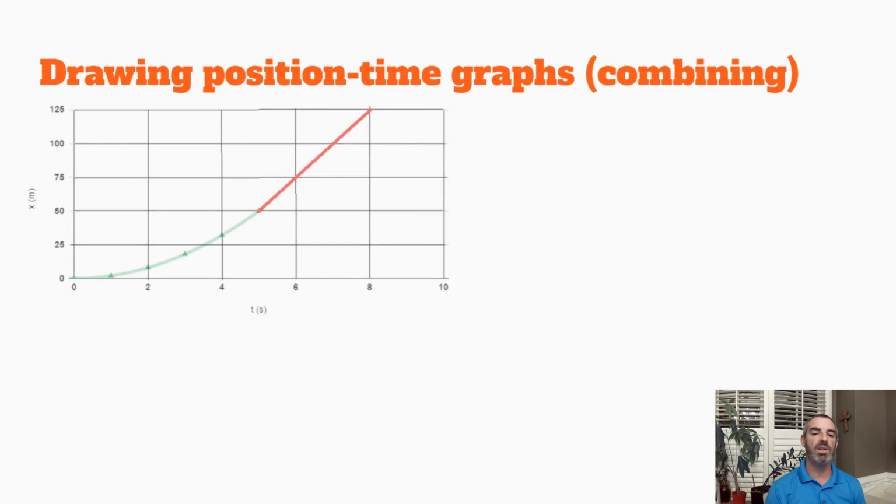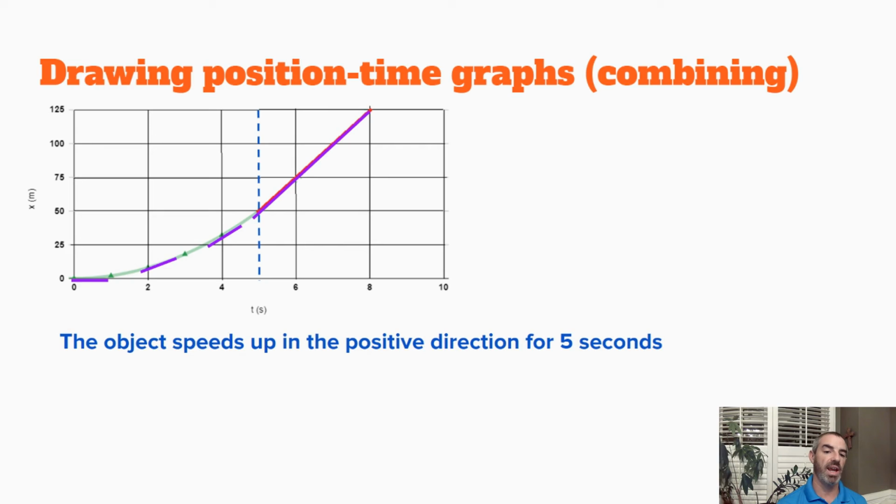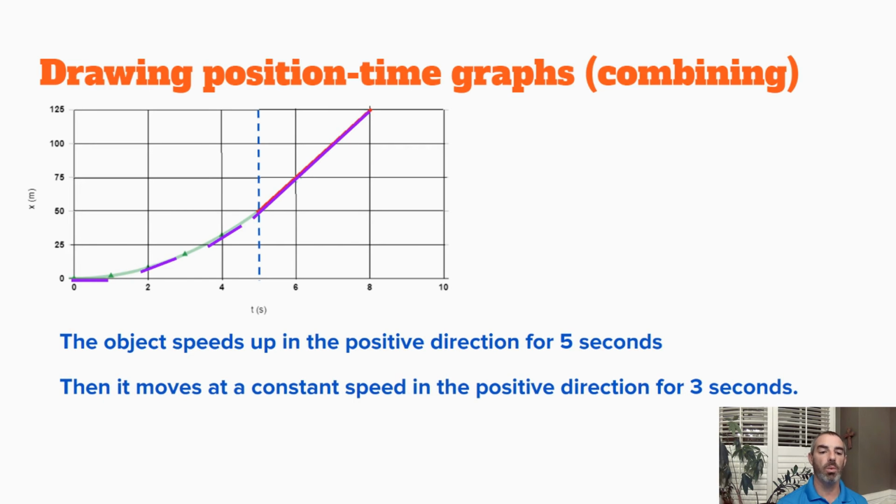So now if we take any combination of those 7, we can combine them into one graph. You can see here at 5 seconds, the motion changes. We can look at tangent lines all the way through up to the dashed line, and we can see that the tangent line is showing that the slope is increasing. So that means the object is speeding up in the positive direction for 5 seconds. When we draw the tangent line, it extends because the line is linear, which means it's moving at a constant speed in the positive direction. This means that the object speeds up and eventually reaches a constant speed. So think about entering a highway: you speed up until you reach your cruising speed.